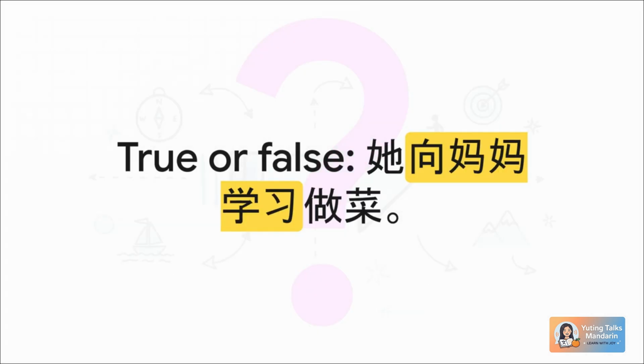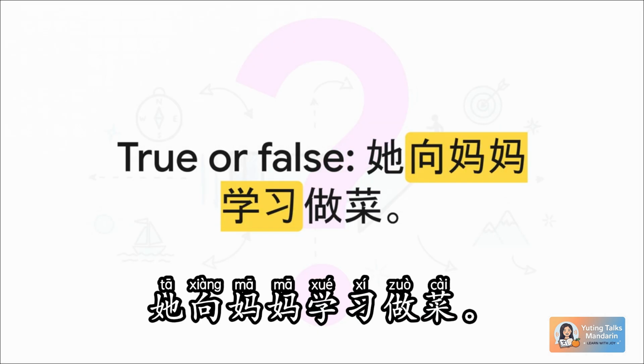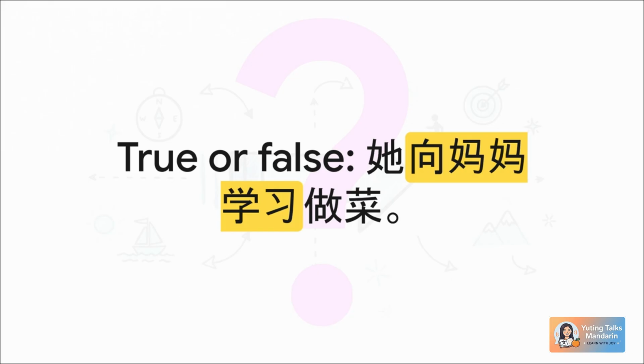Okay, my turn. Let's try one more. Imagine a daughter happily watching and learning from her mother cooking in the kitchen. The sentence is 她向妈妈学习做菜, meaning she learns cooking from her mother. True or false? Well, think about our second usage, the interpersonal arrow. Does the arrow xiàng point to a person here? Yes, mama, the mother. And does it pair with one of our special verbs? Yes, xuéxí, to learn. The mother is the target of the learning action, so yes, definitely true.